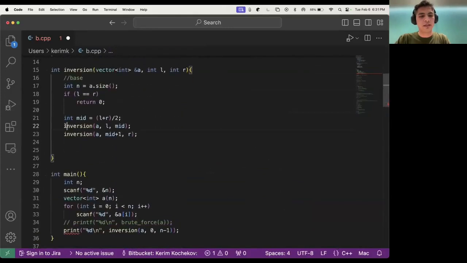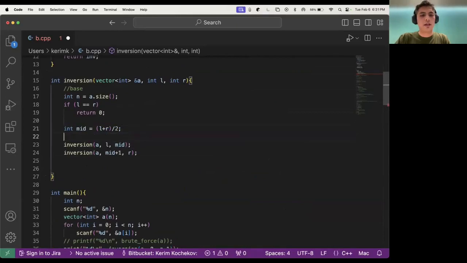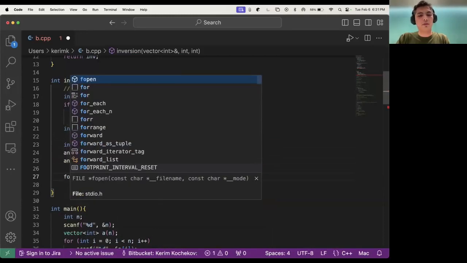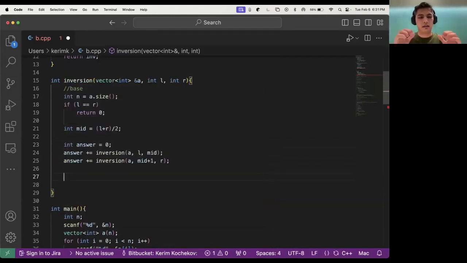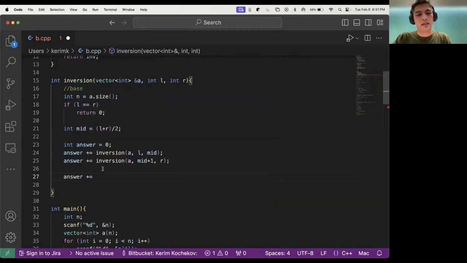So basically, we will have returned some number of inversions in the left part. So let's have some answer here to add them. We'll add the number of inversions returned from the left part and the number of inversions returned from the right part. Now we need to count the number of inversions in the current part of the array, so we need to add to the answer. As we said, i should be in that part.